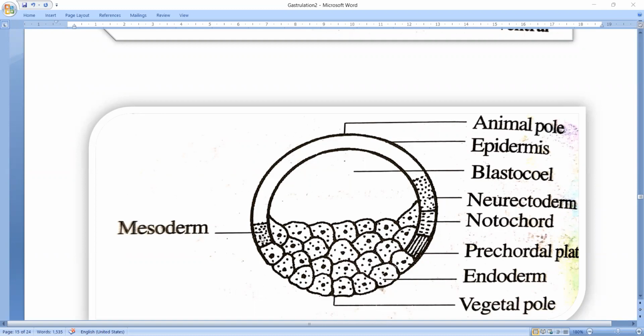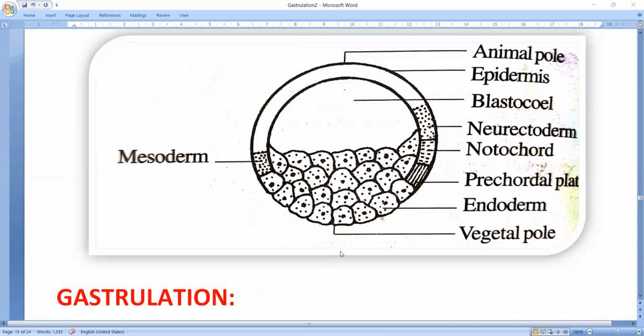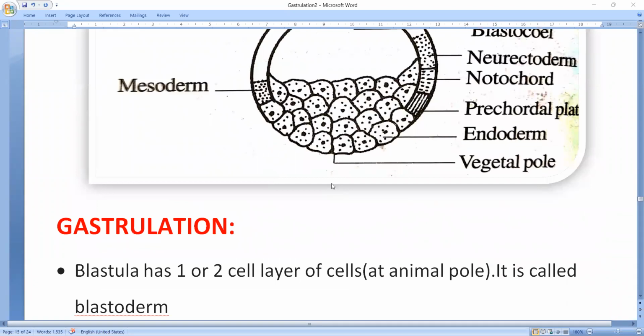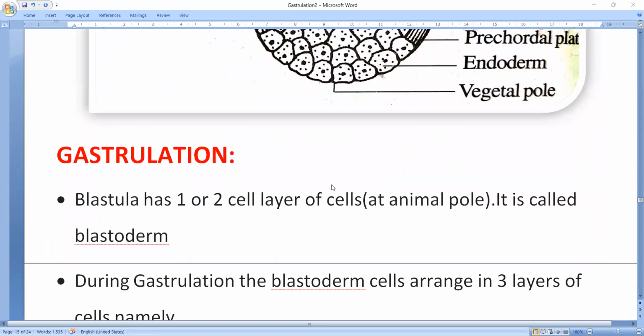The mesoderm is also present on the other side, and this will become endoderm, animal pole and vegetal pole. So now we have seen the fate map of the embryo in the blastula. The next step in the development is gastrulation, which is very, very important.